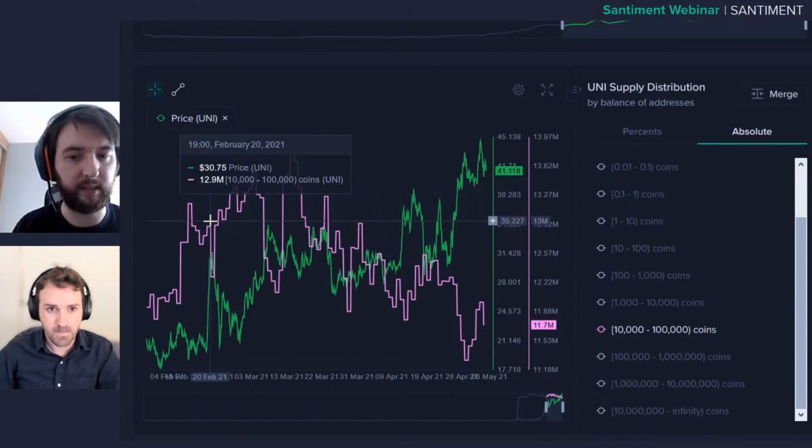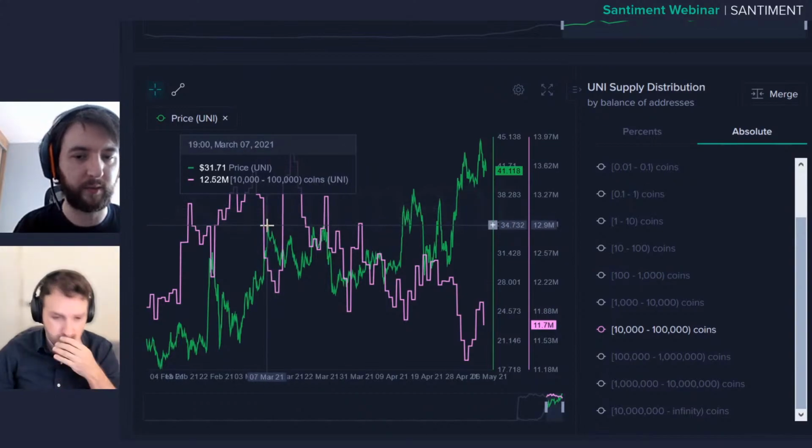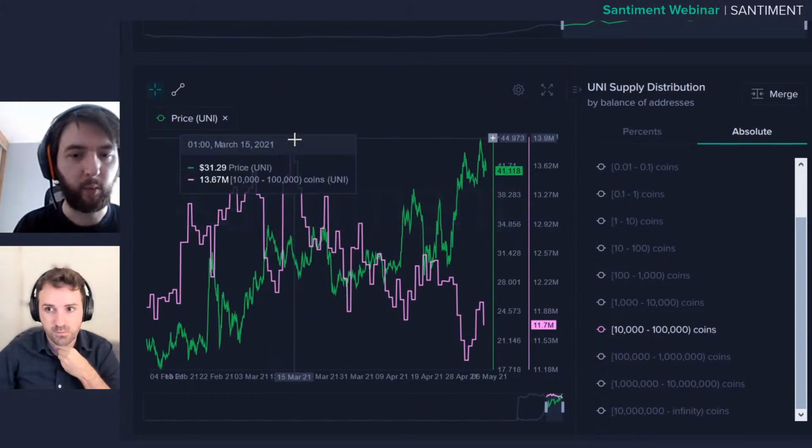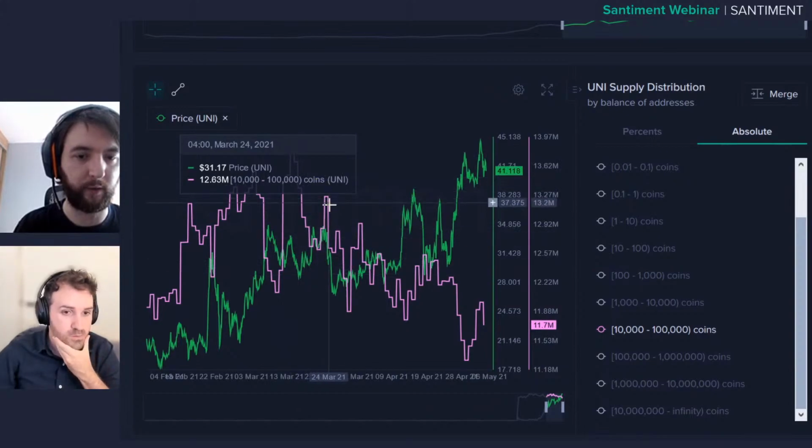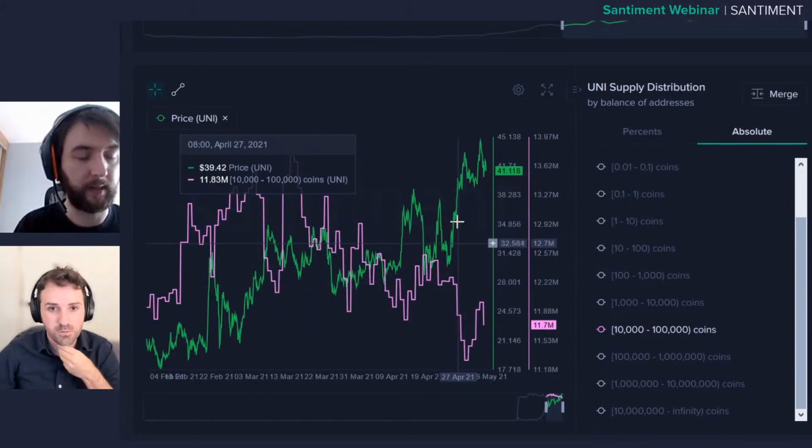So, for example, we can see this massive offloading event around the February 21st top. We can see another period of offloading as Uniswap started to rally. I think this was its all-time high at that point in time. On March 7th, we see offloading into the dump, and then we see another offloading event here, as well as here more recently, right?